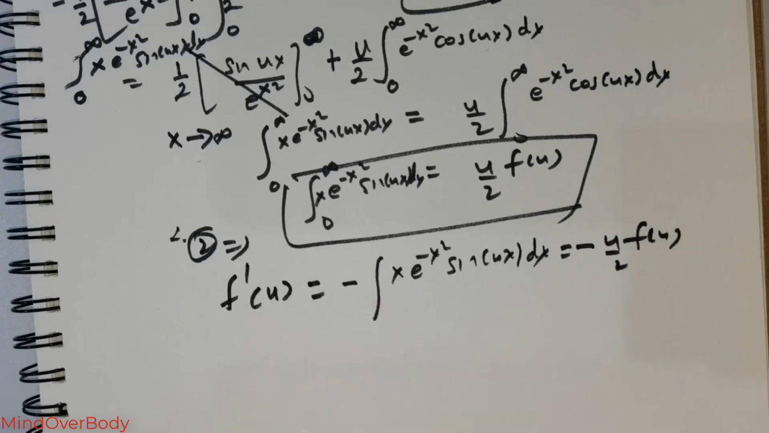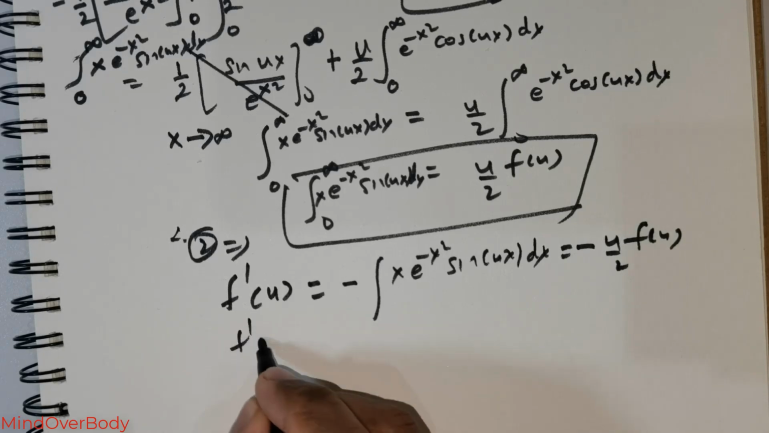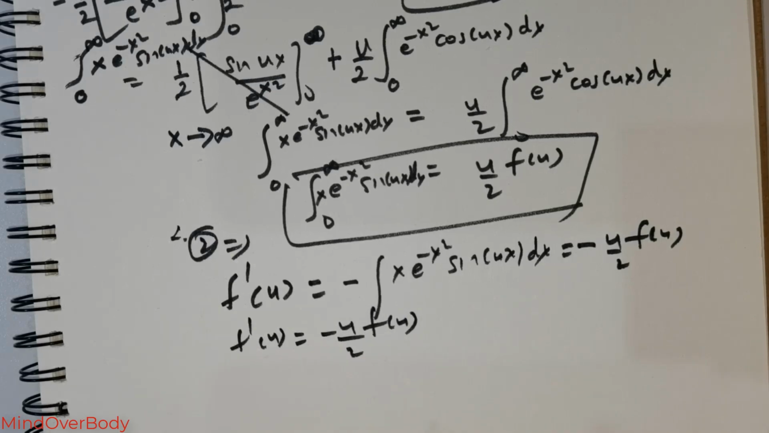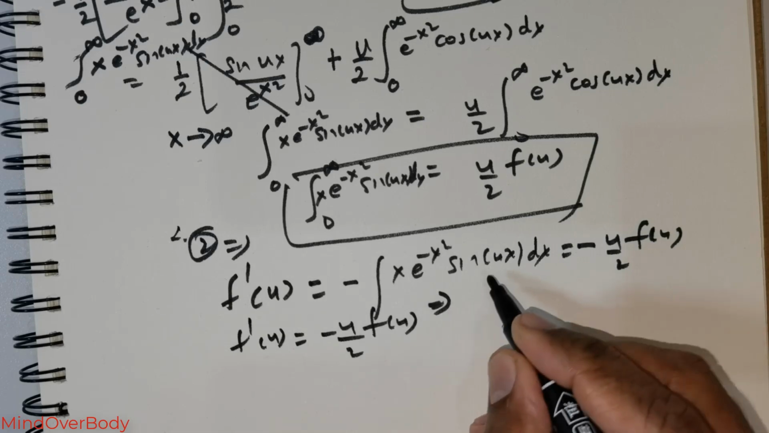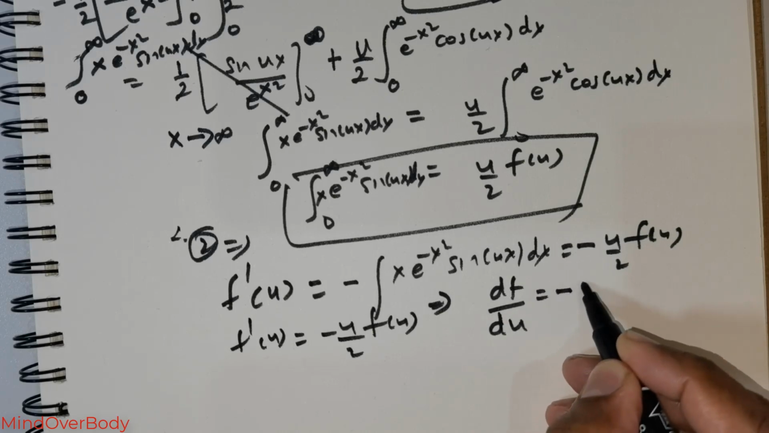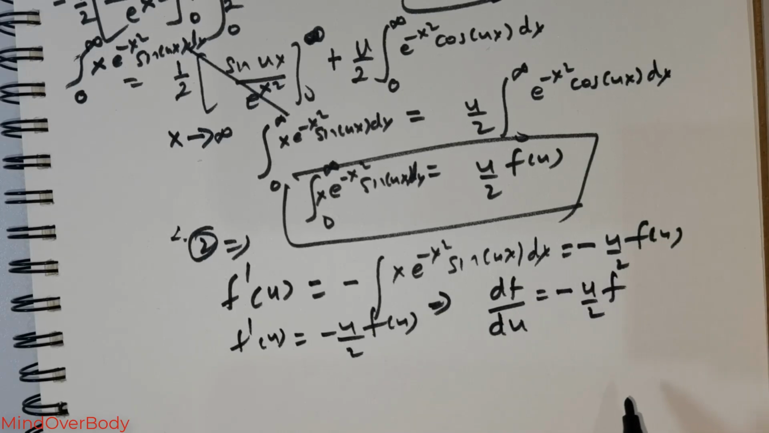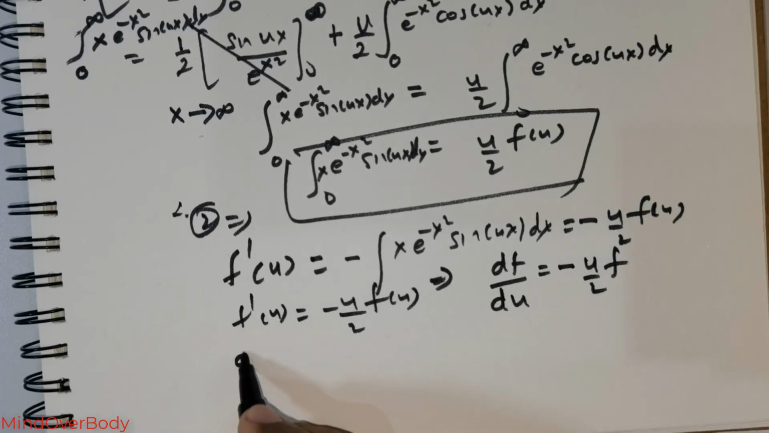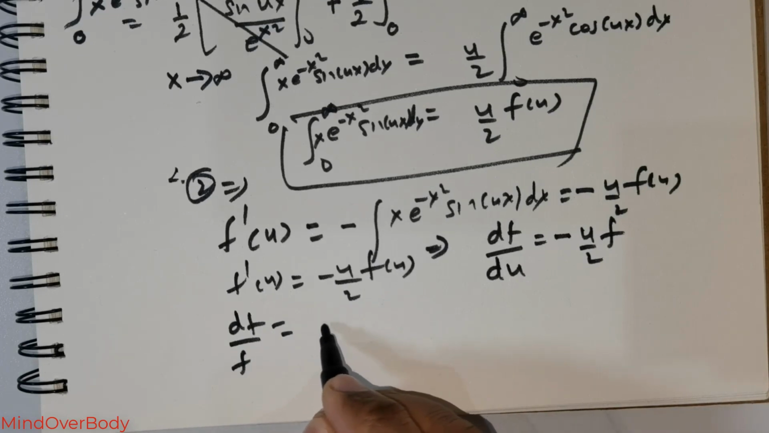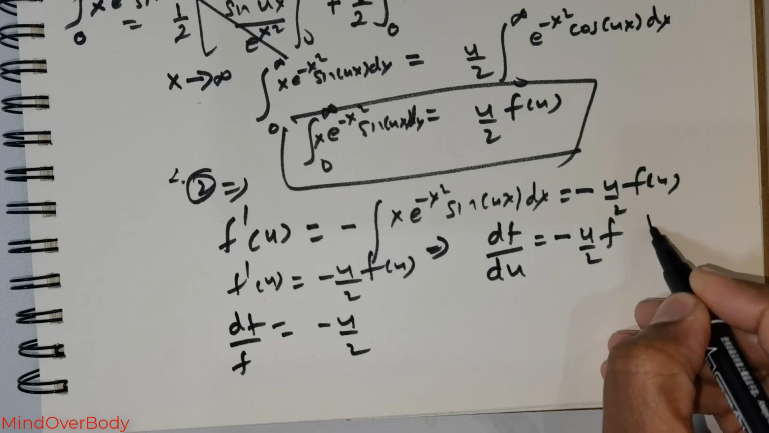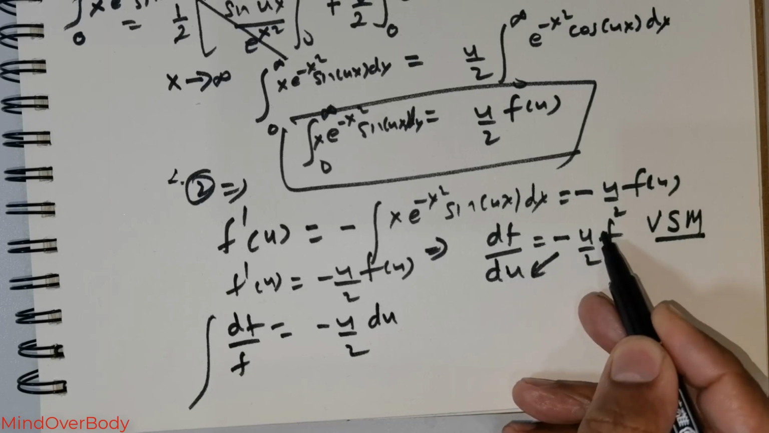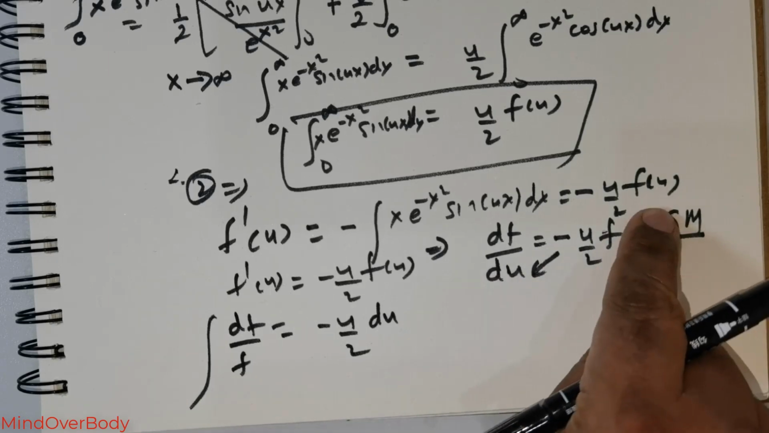Now what is this? This is nothing but an ordinary differential equation. So I can rewrite this as f dash of u is equal to negative u over 2 times f of u. Now this can be further rewritten as f dash of u, which is df over du, equal to negative u over 2 with f. Now I can bring the f down and write this as df over f is equal to negative u over 2 du. All I'm doing is using the variable separable method: you bring the f down and you move the du across.